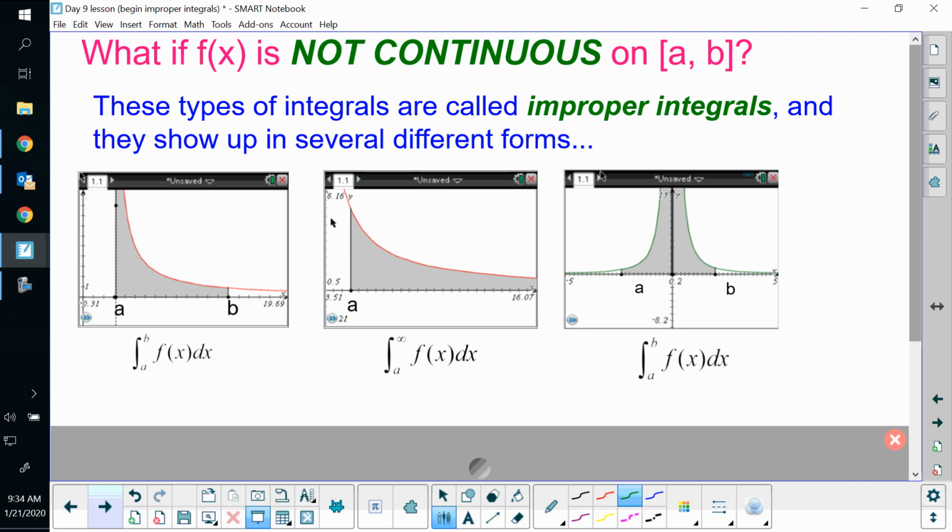Case number 1. If at a or b there is a vertical asymptote. So we see that on the left there. At a there's a vertical asymptote. The graph is approaching it and going up along it. Case 2. If a or b is actually going on forever. So here we want to keep finding the area forever, starting at a and going forever to the right. And then the third scenario is what we just saw in the previous problem. We have an asymptote somewhere in the middle of our interval. So these are all considered improper integrals.